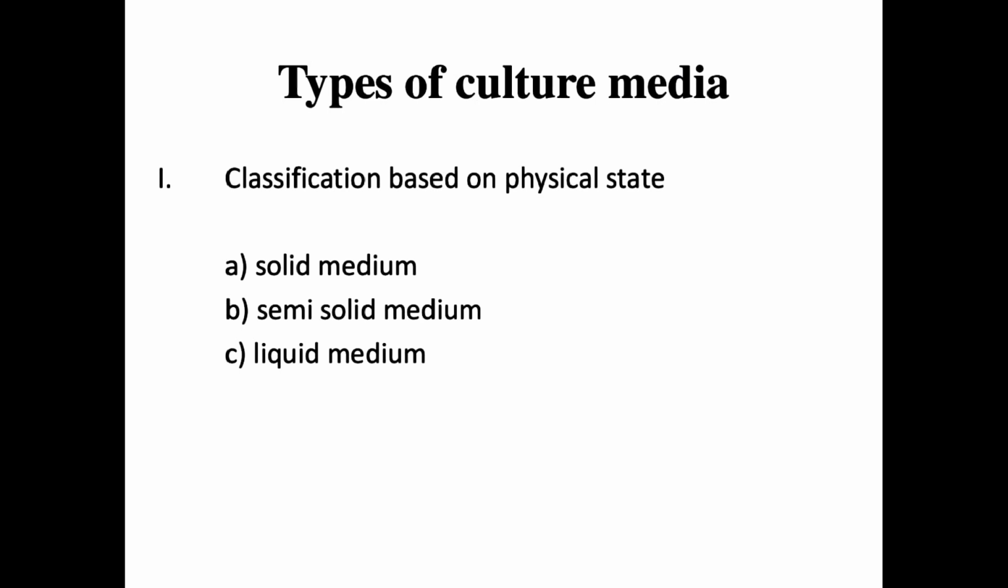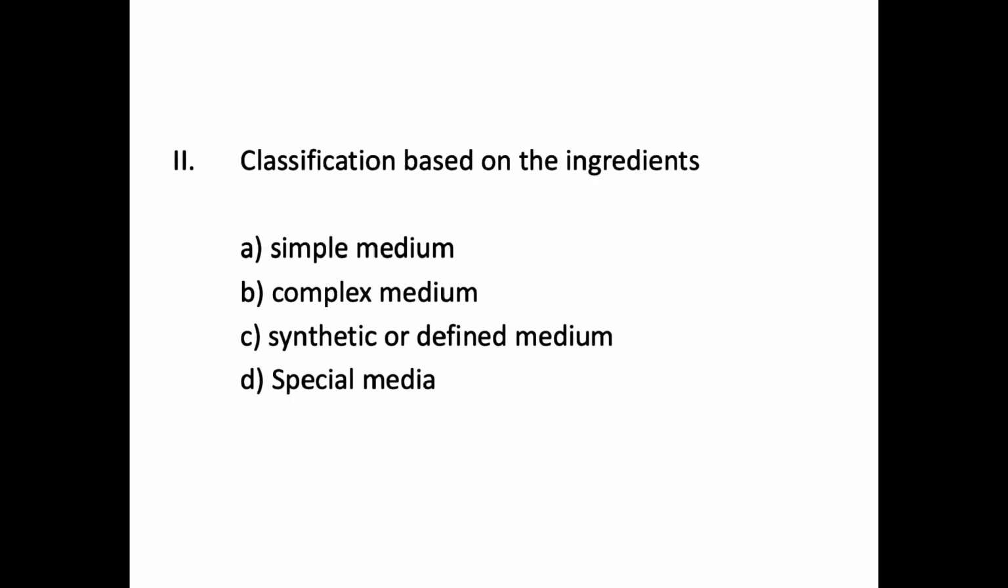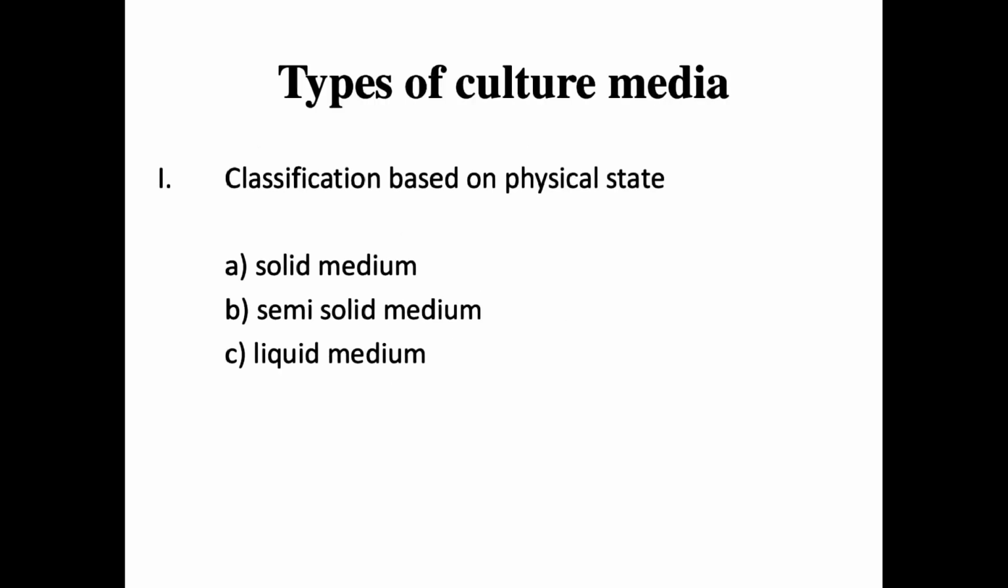So if we talk about the classification of culture media, we can have a classification based on physical state. It will be solid media, semi-solid media, and liquid media. Solid and semi-solid media are composed of a solid part and nutrients. But liquid media is composed of water and nutrients.